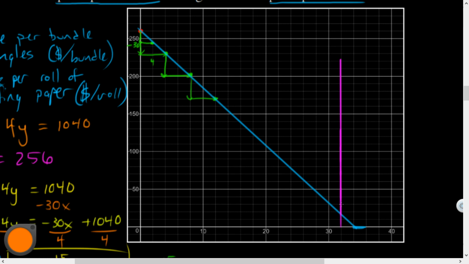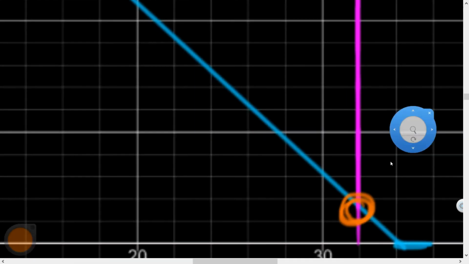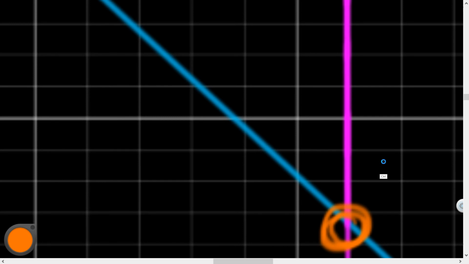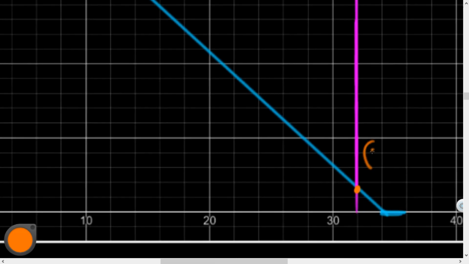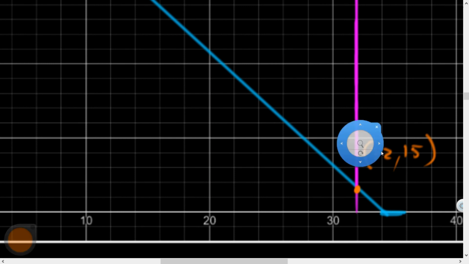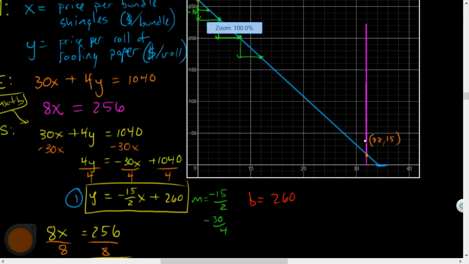Don't worry about it. Where does this intersect? It intersects right here. What do you think x is equal to here? 32. And what's y equal to? It looks like it's up 1.5 boxes. 15, I think, yeah. So that's my solution. What does that represent?